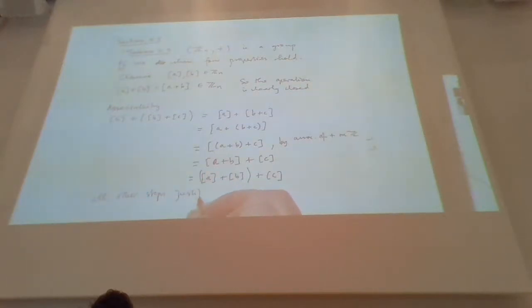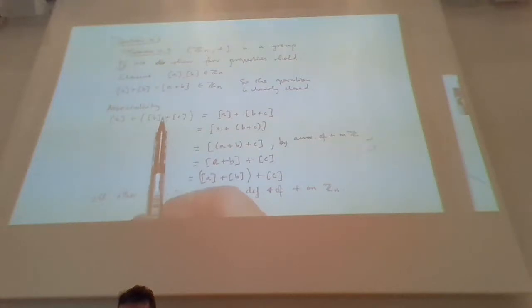So all other steps are justified by the definition of plus on Zn. We define addition of congruence classes as the congruence class of the sum of the integers, the sum of the representatives. This is clearly associative now, isn't it? A plus B plus C is the same as A plus B plus C.